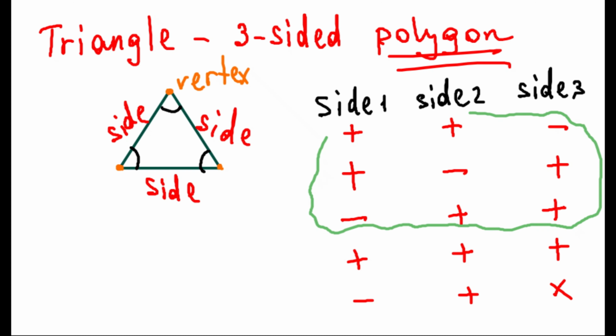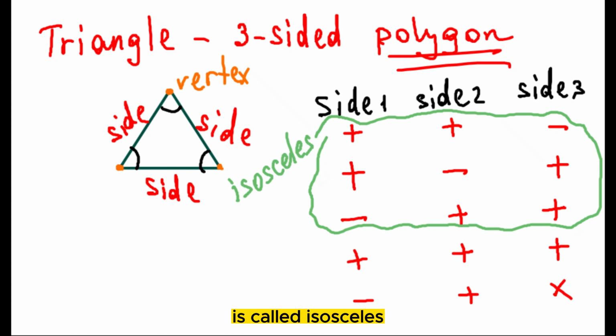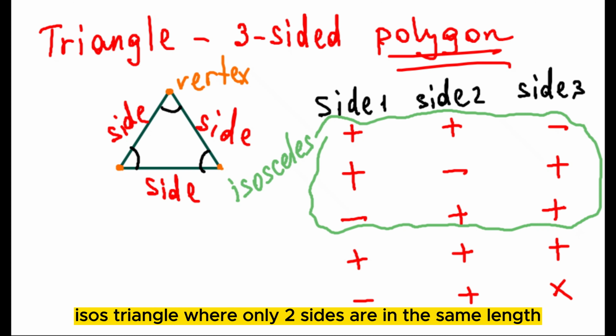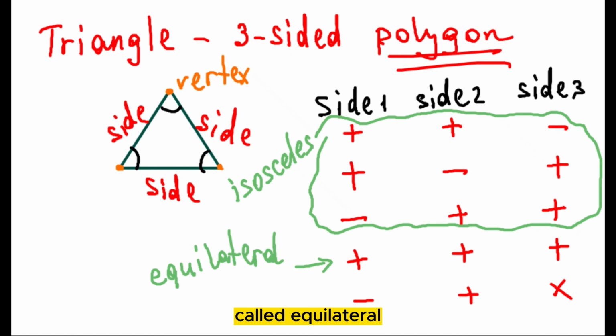So this part where only two sides are same is called isosceles. So what is isosceles triangle? Isosceles triangle is where only two sides are in the same length. These kind of triangles where all sides are same are called equilateral.